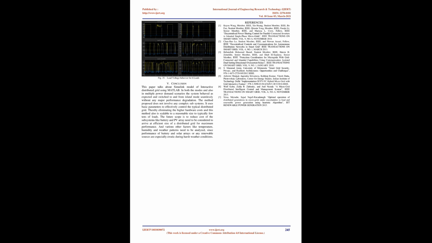The future scope is to reduce the cost of subsystems like the battery and PV array, which need to be considered to arrive at an efficient size of a distributed grid for maximum performance. And various other factors like temperature, humidity, and weather patterns need to be analyzed, since the performance of batteries and solar arrays or any renewable sources is especially erratic during harsh weather conditions.